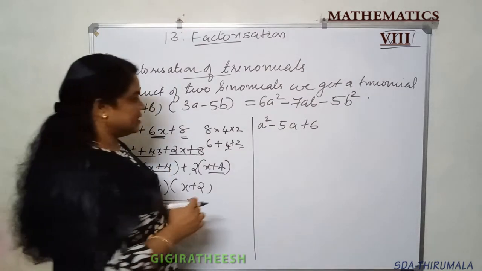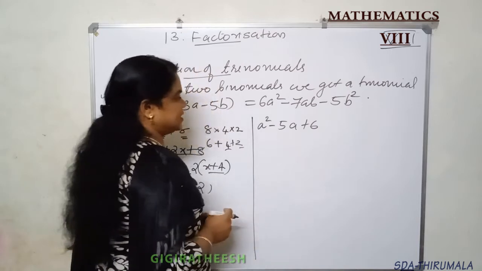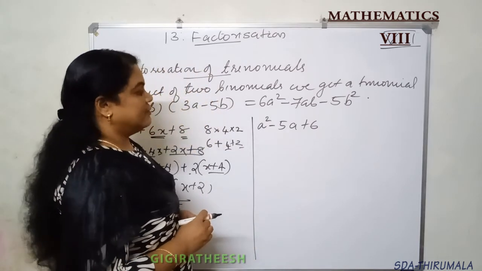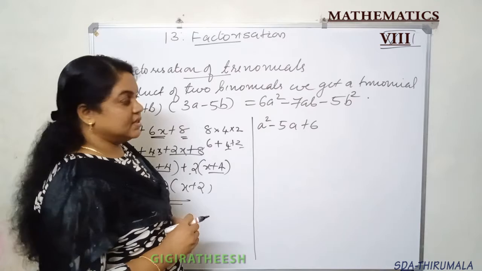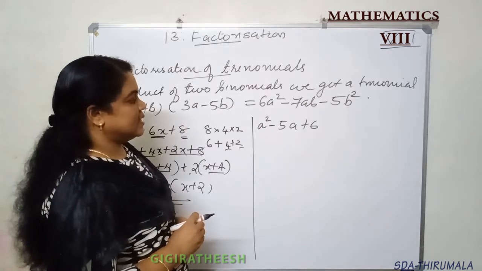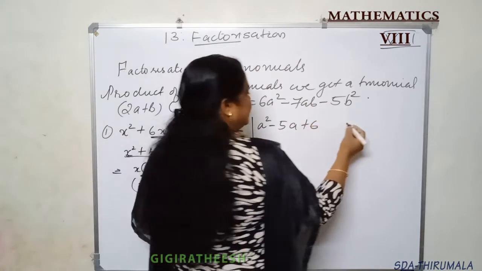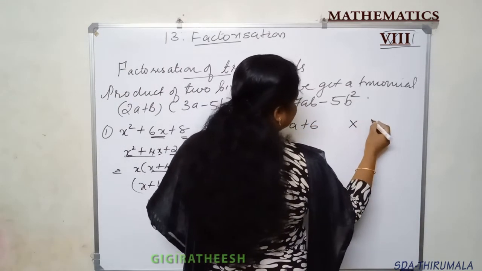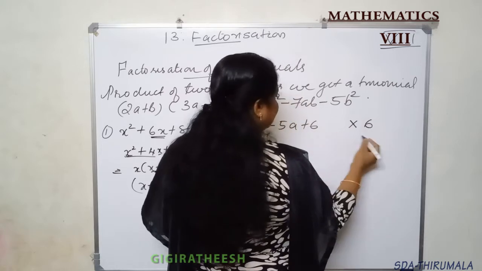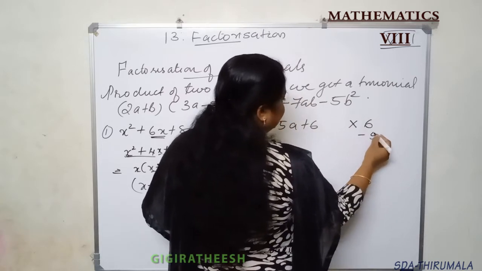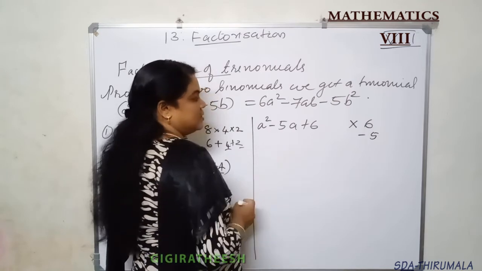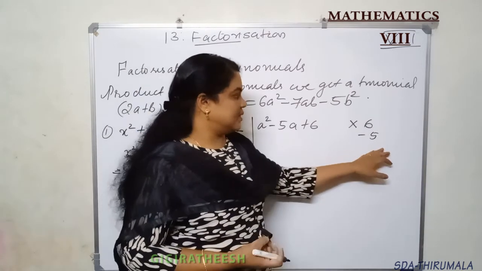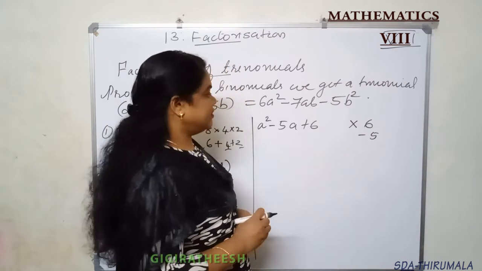And the second one is a square minus 5a plus 6. Here also we use the method of splitting the middle term. While multiplying we should get 6, and while adding, we need minus 5. So that is minus 5. Multiplying we get 6, and adding we get minus 5.